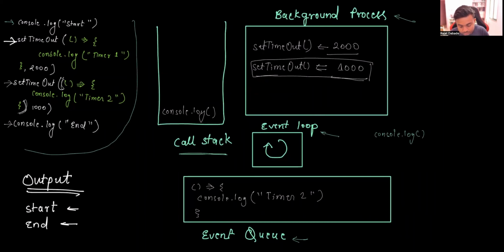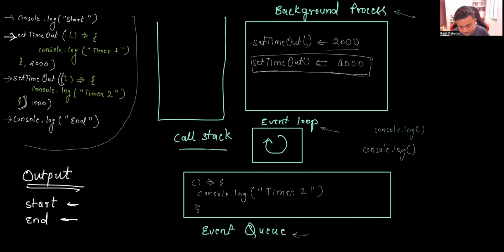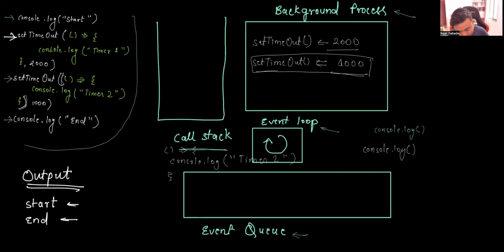And now the execution of this console.log has been done. It will just come out of the call stack, right? And now my event loop will come into the picture. The event loop will check whether the call stack is empty. Yeah, my call stack is empty. And if I have something in my event queue, yeah, I do have something in my event queue. What will it do? It will just move this function from here to the call stack, right?